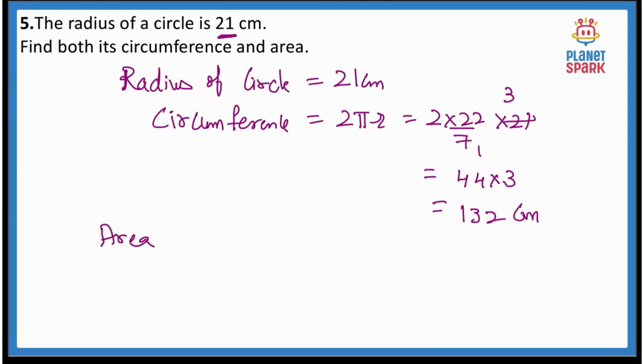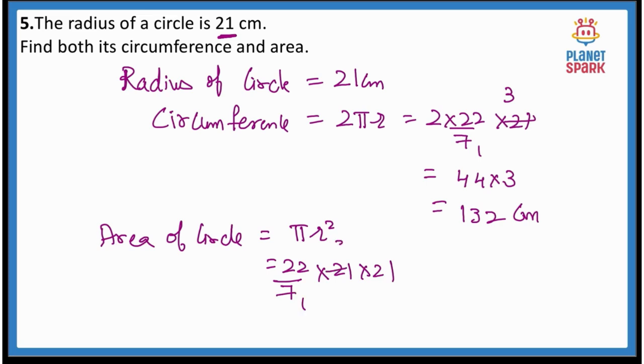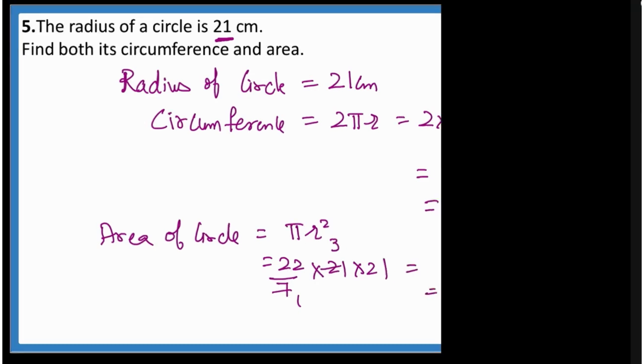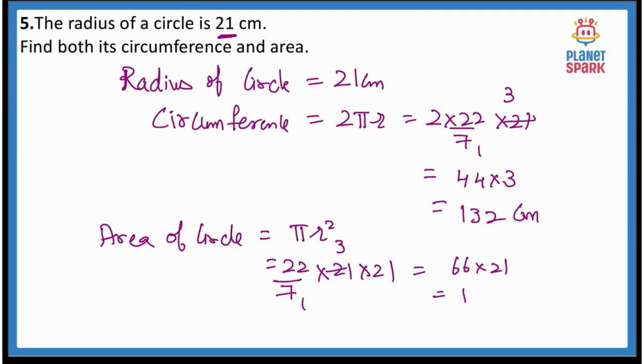Now let's find out the area of the circle. Area of circle, the formula is pi r square. That is 22 by 7 into 21 into 21. Again, 7 and 21 will get cancelled. So what I'm left with is 22 into 3 into 21. 22 into 3 is 66. 66 into 21 is going to give me my area of the circle. Let's multiply 66 by 21. We'll get 1386 as the answer.